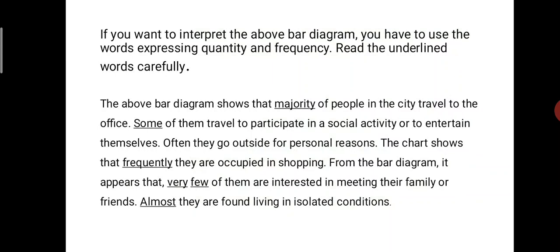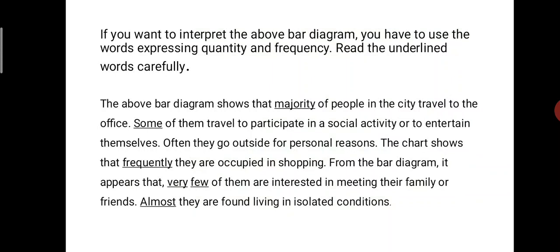The chart shows that frequently they are occupied in shopping. From the bar diagram, it appears that very few of them are interested in meeting their family or friends. Almost they are found living in isolated conditions. The last statement is about your own interpretation. And why? Because through the bar diagram, you are presenting the information in the paragraph.